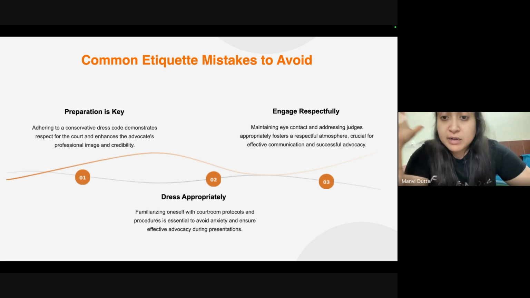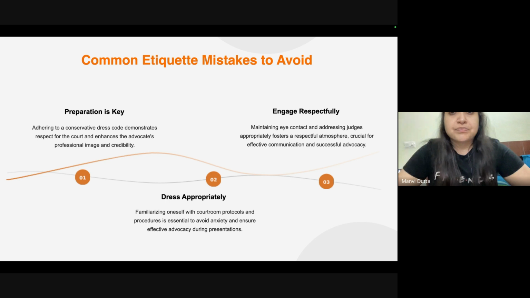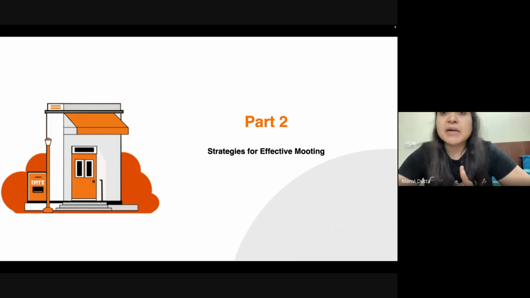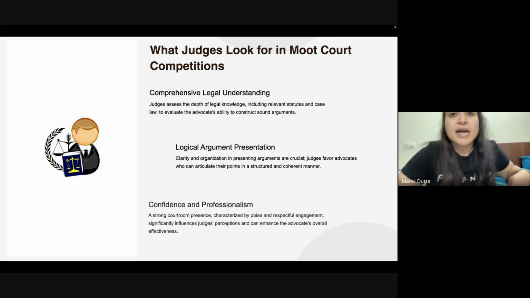And thirdly, it is always recommended to maintain eye contact, and you have to address judges appropriately so as to foster a respectful atmosphere. It is also crucial for effective communication and successful advocacy. So it is very much important. Then comes another part which is very much effective in courtroom mannerism and success, that is strategies for effective mooting. So what are the strategies?